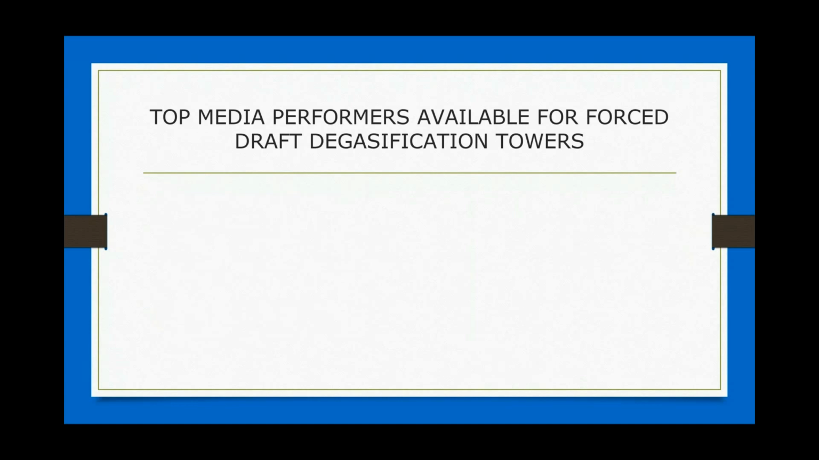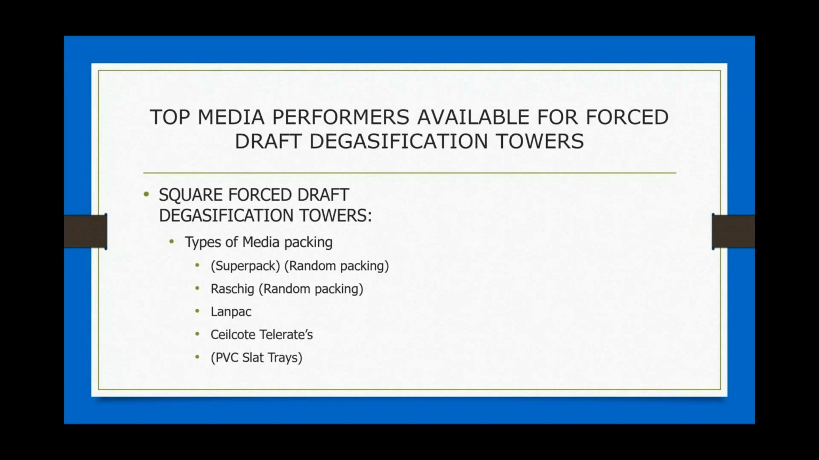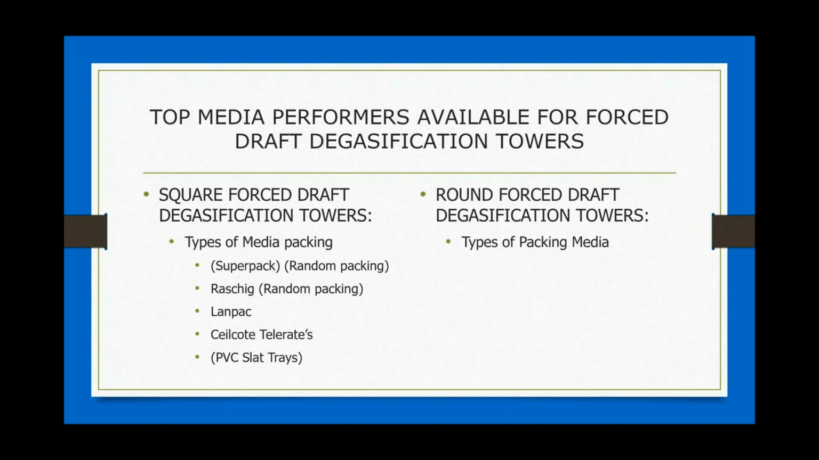So, the top media performance available for forced draft degasification towers, of course this might be an opinion, but this is from our own data after doing this for 60 years now. Square forced draft degasification towers, types of media that you can use: super pack, ratchet ring type packing, lamp pack, Silcoat tellerets, and PVC slat trays. Round forced draft degasification towers, types of media: super pack, ratchet, lamp pack, seal coat. So basically all loose fill type medias.